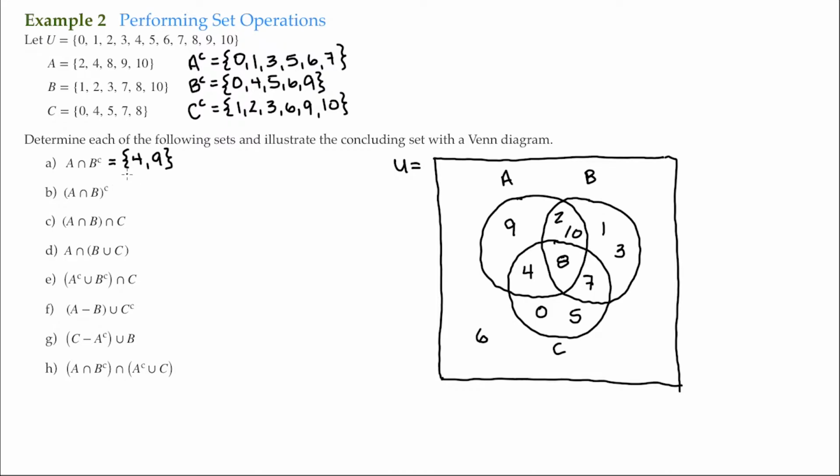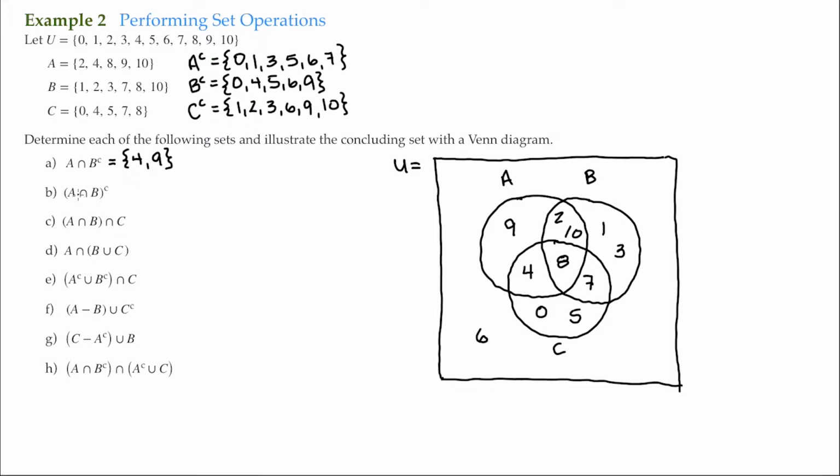So now to illustrate letter A here, where A intersects B complement, I'm going to fill in these elements here, where these elements are right here. So that's the Venn diagram that represents letter A. And we'll continue. Now we have A intersects B complement. Now we're going to find the intersection of A and B first and then find its complement.